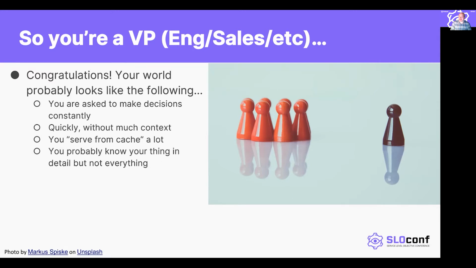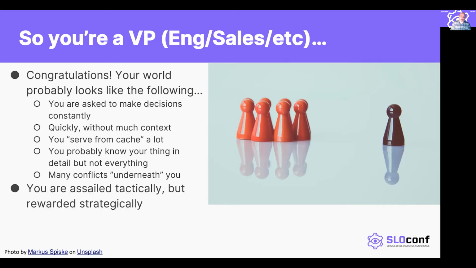You probably know your thing in detail. Hard to be a VP without that, I suppose. You probably don't know everything. You probably have an array of stakeholders you interact with and balance between. There's many conflicts around, particularly underneath you, probably with other people in the stakeholder array. Or to put it another way, you are assailed tactically, but you are rewarded strategically. So your ability to actually pilot the org, or your necessity to pilot your org, is part of your job. But there's a lot of day-to-day stuff that might interfere with that.